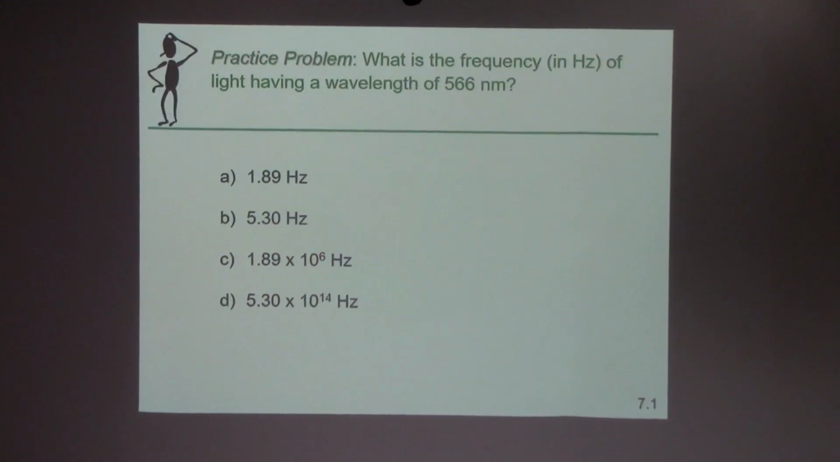Practice problem: what is the frequency, in hertz, of light having a wavelength of 566 nanometers? Try working this problem. c equals nu, frequency, times lambda, wavelength, therefore nu equals c divided by lambda. The answer is D.